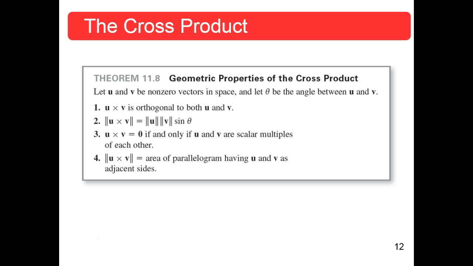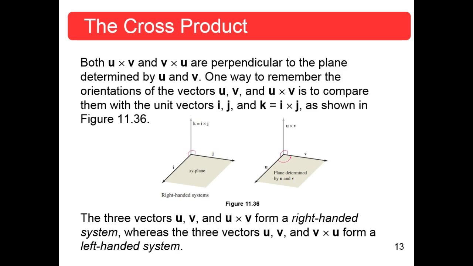There is a proof there for that fourth one, the parallelogram thing. Let's see if they go over that. Yeah, here they do. No, not quite. But U cross V and V cross U are perpendicular to the plane determined by U and V. We already talked about that.